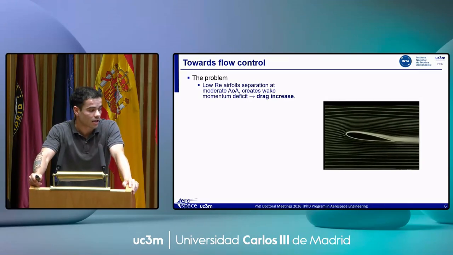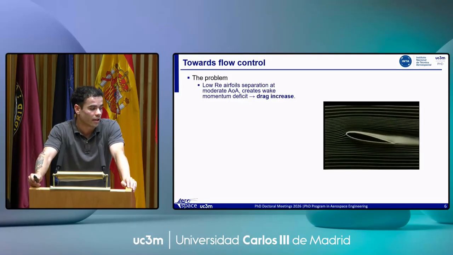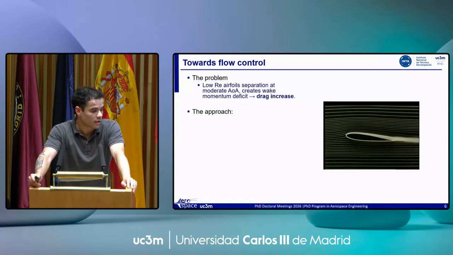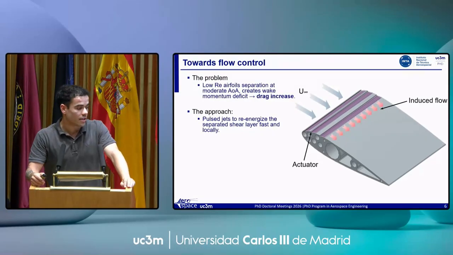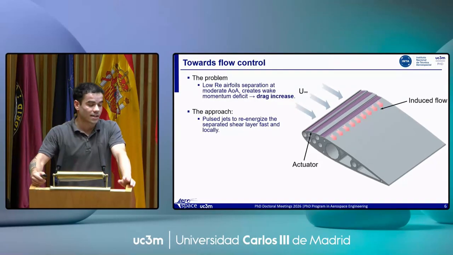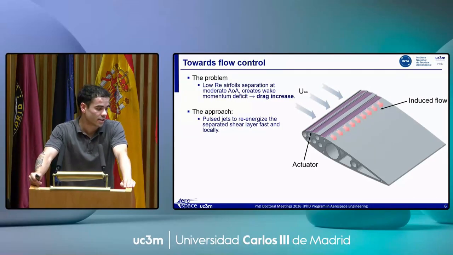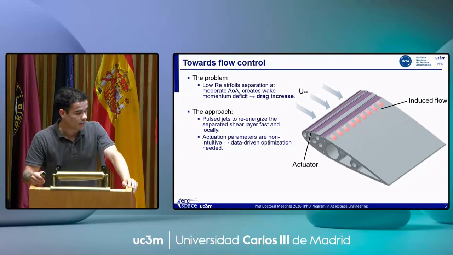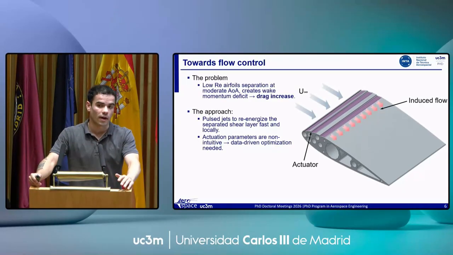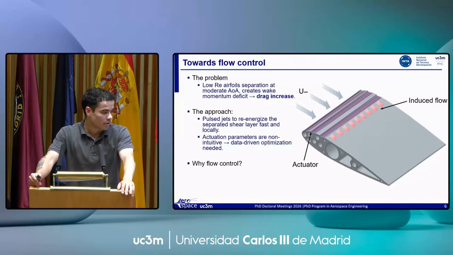The main problem that is going to be targeted is low Reynolds number environments where airfoil separation occurs at moderate angles of attack, creating a wake momentum deficit, meaning that the drag increases. The approach we are going to use is to re-energize the separated shear layer fast and locally by the use of pulse jets in the upper surface of the wing. As the actuation parameters are non-intuitive, we are going to use data-driven optimization tools to find the optimal actuation parameters.